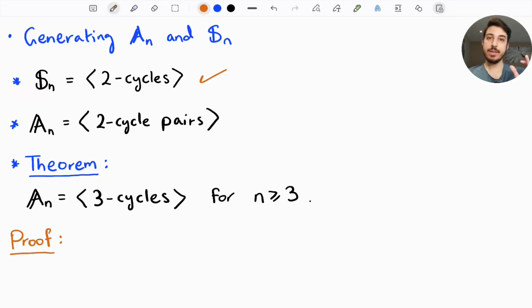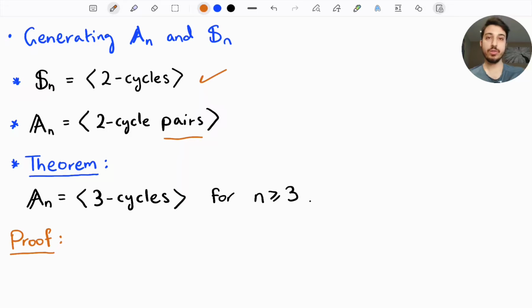Now, An is sort of the same as Sn, except that An deals with only even permutations. Even permutations contain an even number of transpositions. So that's why they are generated by not two cycles, but two cycle pairs. So you have to take a pair of two cycles to make an even number of transpositions. A transposition, remember, is just a two cycle.